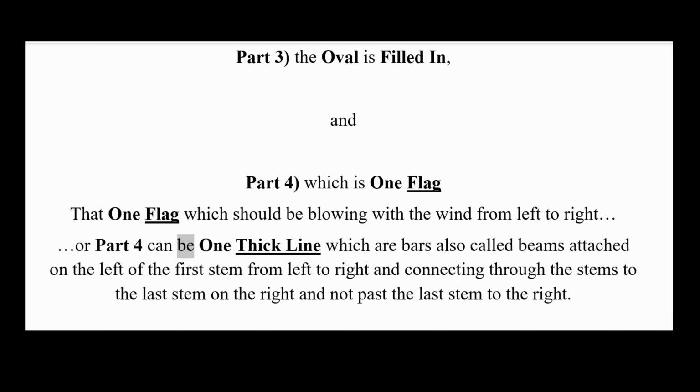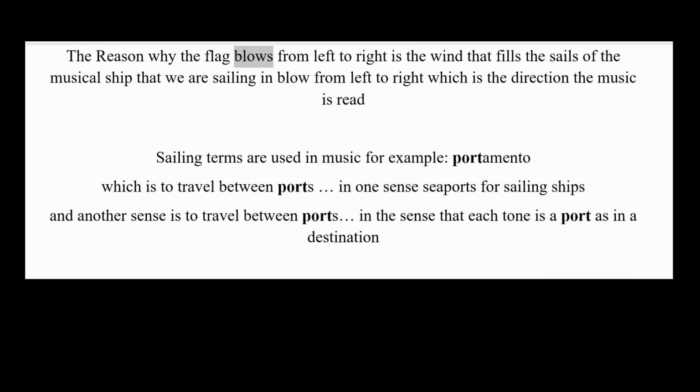Or Part 4 can be one thick line, which are bars also called beams, attached on the left of the first stem from left to right and connecting through the stems to the last stem on the right and not past the last stem to the right. The reason why the flag blows from left to right is the wind that fills the sails of the musical ship that we are sailing and blows from left to right, which is the direction the music is read.